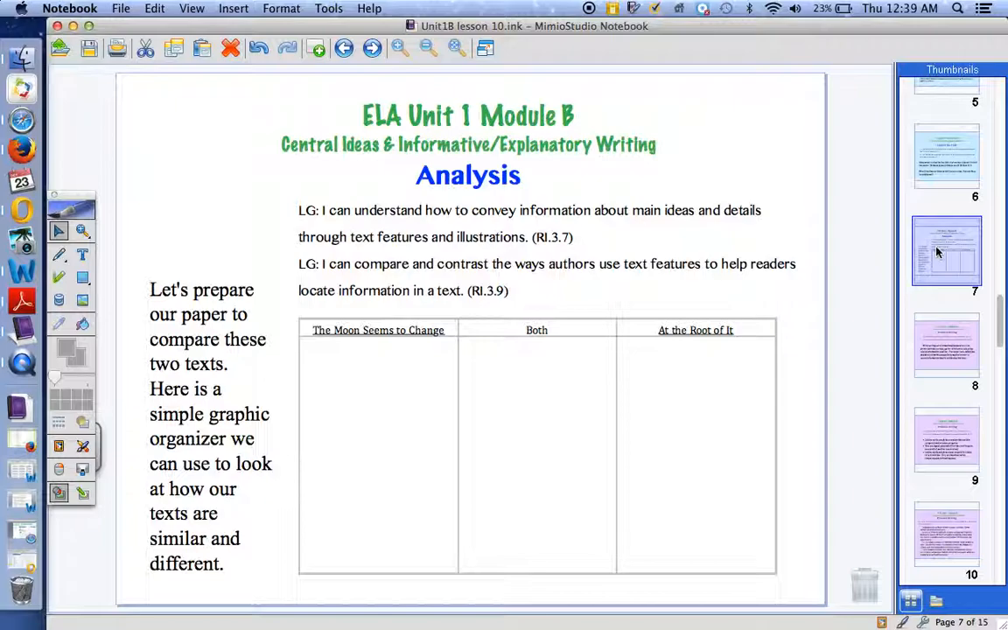So here's our graphic organizer from yesterday. It's on that gray paper. We worked on the center part yesterday. So today we're going to look at how The Moon Seems to Change and At the Root of It are different. So you would write your differences in the column underneath the heading of the text.